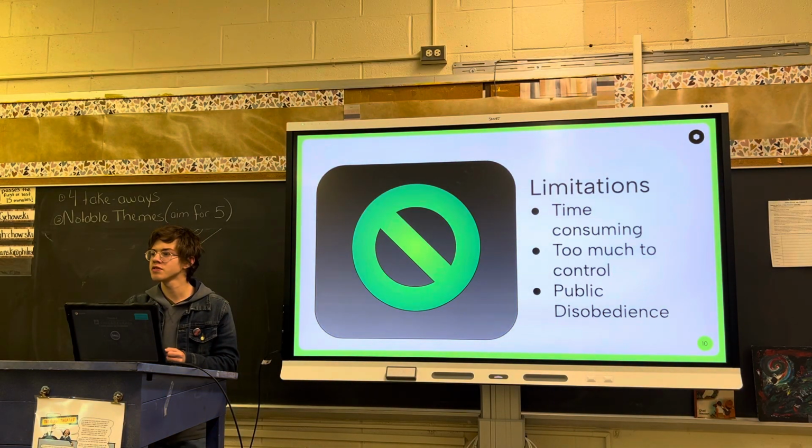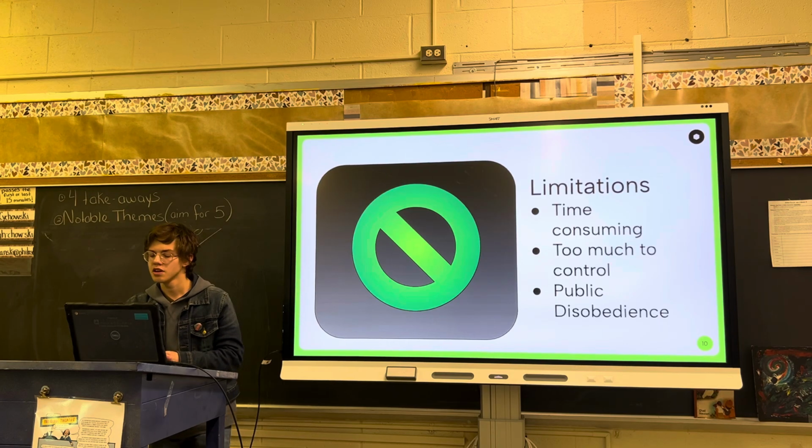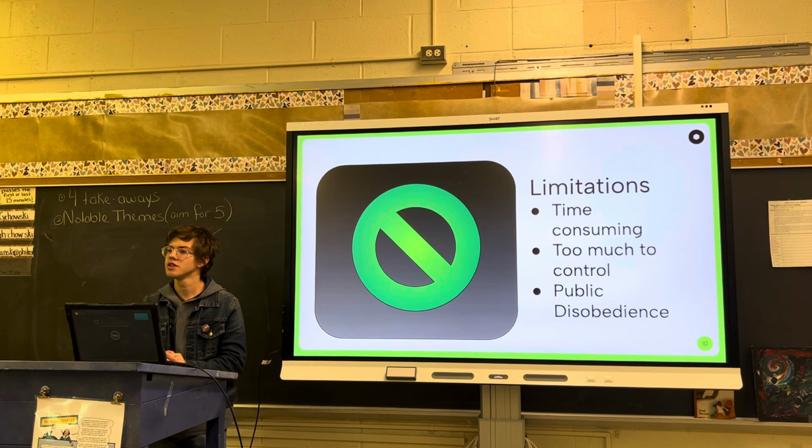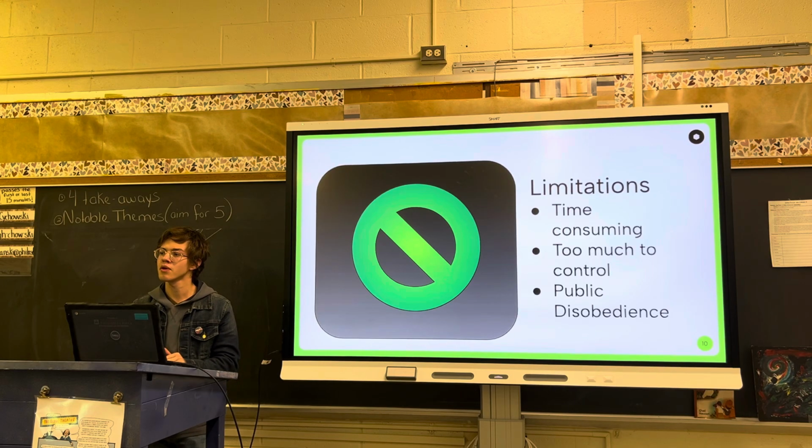Some of the limitations of these solutions are time consumption. I don't know how long it takes for people to develop those habits of getting away from social media use or setting up personal meetings together. It is also too much to control. I guess it's people's choice to meet with each other and interact how they want to interact.